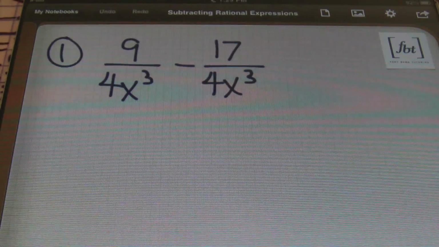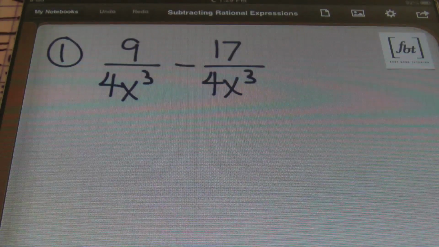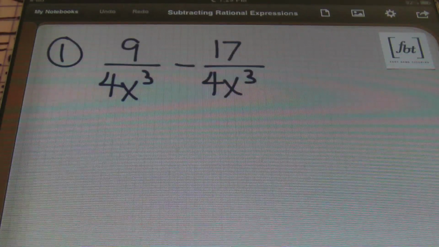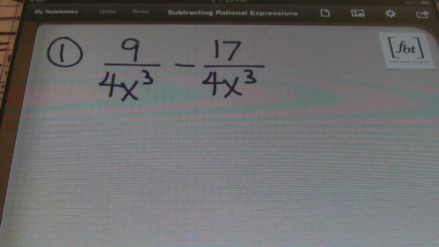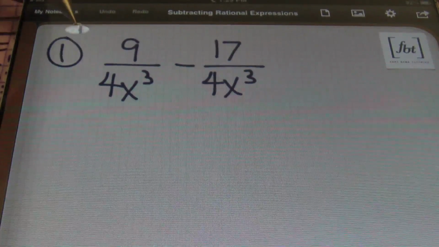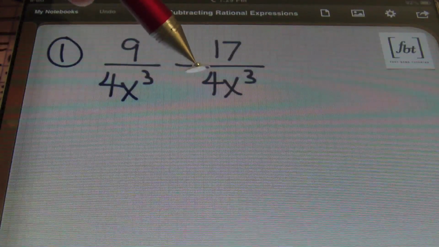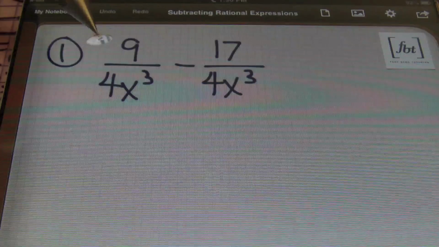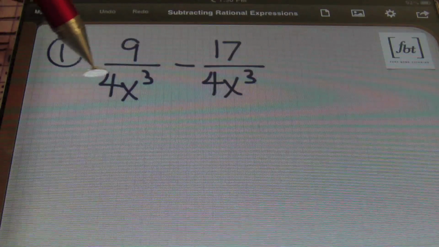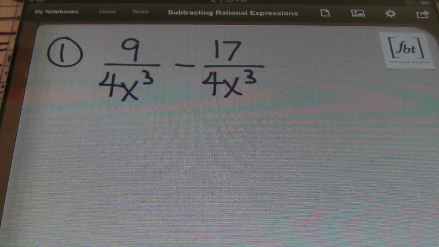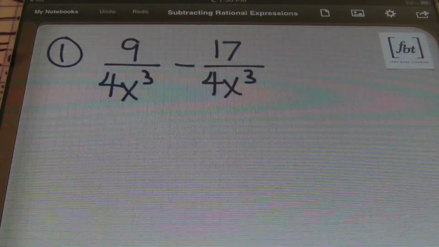And anytime you're adding and subtracting fractions, what must you have? A lowest common denominator, preferably a common denominator. That's what you want. So in problem number 1, I have 9 over 4x cubed minus 17 over 4x cubed. These two terms already have a common denominator. They have 4x cubed as the denominator. Therefore, all you have to do is subtract.